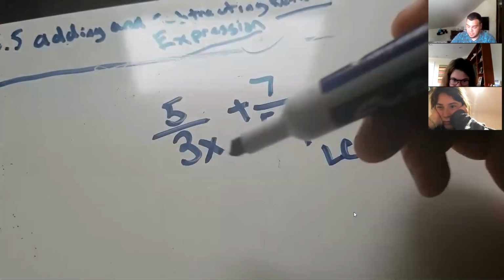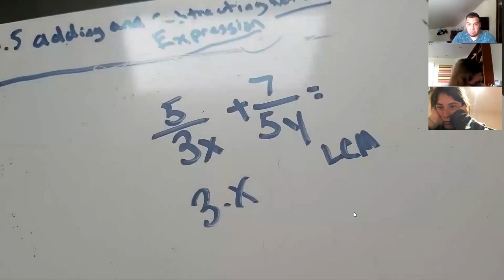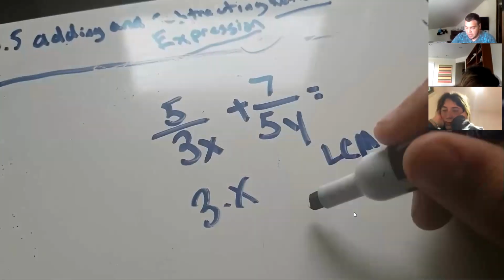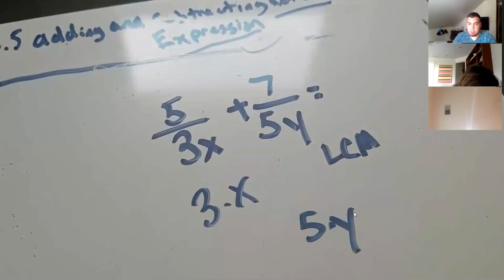3x is just a 3 and an x. Pretty simple. 5y is just a 5 and a y. Sadly, it doesn't look like anything's in common.